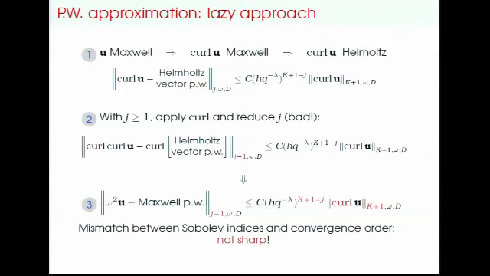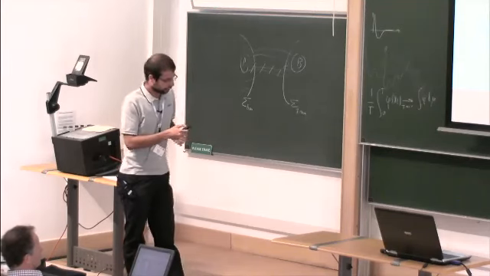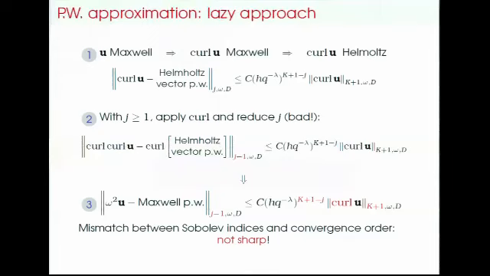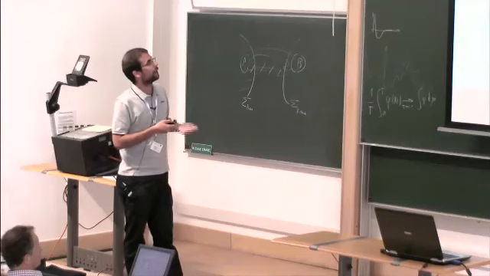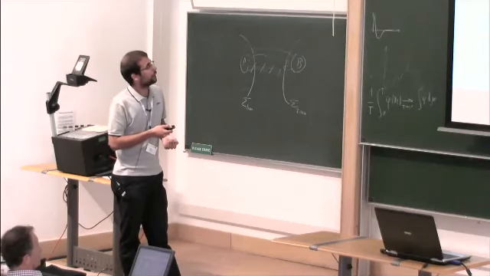The first thing we can do is to use a simplest version and apply the result from Helmholtz. We know that our Maxwell vector field, we can take the curl of it and it's still Maxwell. So it is also Helmholtz in each component. So we can approximate using Helmholtz vector plane waves with the estimate we have seen in the part for Helmholtz. Now, if this parameter j, the index of the Sobolev norm, is bigger or equal than 1, we can apply the curl and we reduce the order of the Sobolev norm.